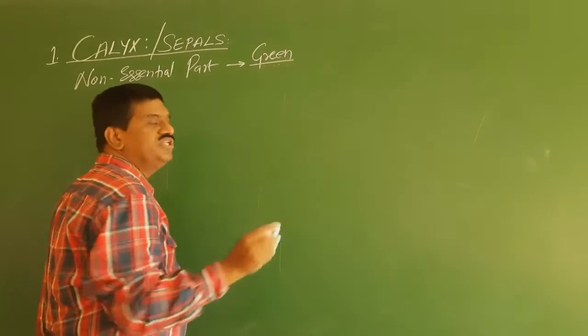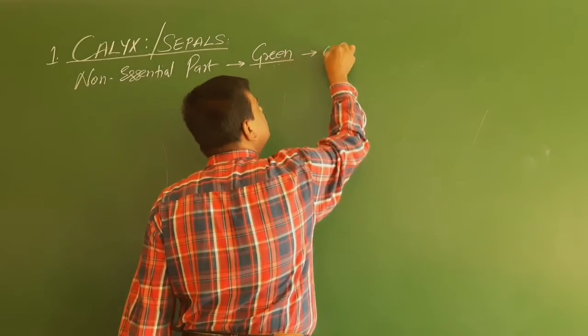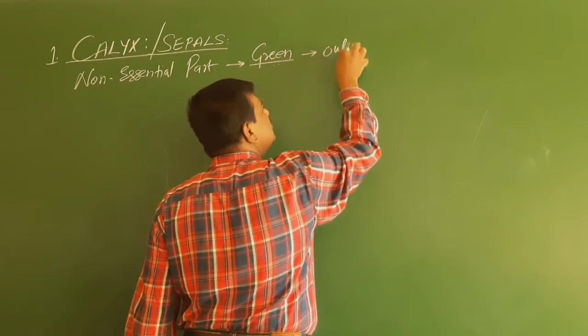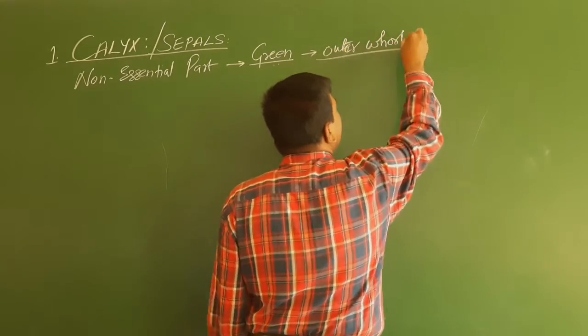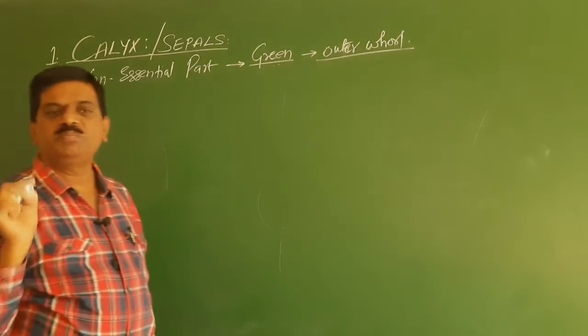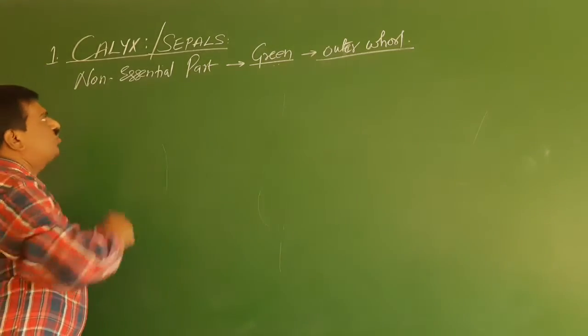And it forms the outer whorl. It is called as the outer whorl of a flower. So the outer part of a flower is called as calyx.